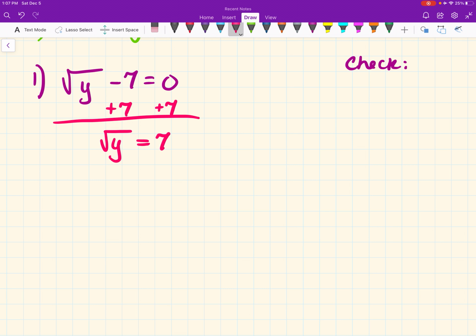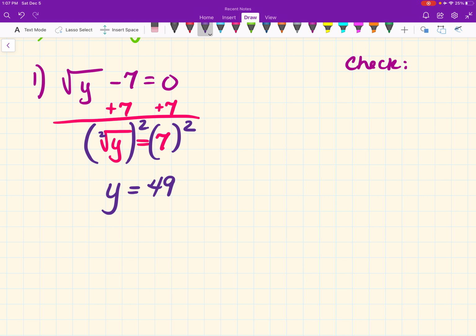Now we have to figure out the index. The index of a square root is a 2. Remember, that's understood. There's an understood 2 here. We don't write it, okay? Which means we need to square both sides. In this case, it just simply gives you y. Because now here's where people do all kinds of weird stuff. The square root and squaring it just undoes it. So it's gone. And we have 49.